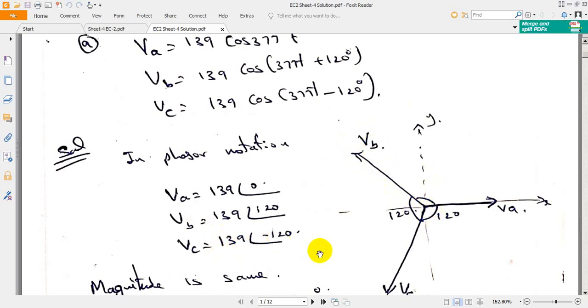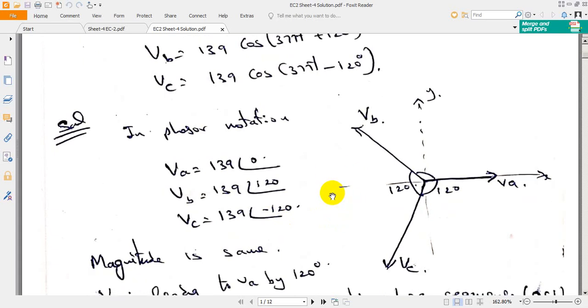And then VC is minus 120 with the same magnitude. So with the same magnitude vector in the reverse direction, the angle is 120. If this is 120 and this angle is 120, then the third part will also be 120. The phase difference is 120 from each other, and also the magnitude is same. When the magnitude is same and the phase difference is 120 from each other, then the system is a balanced system.